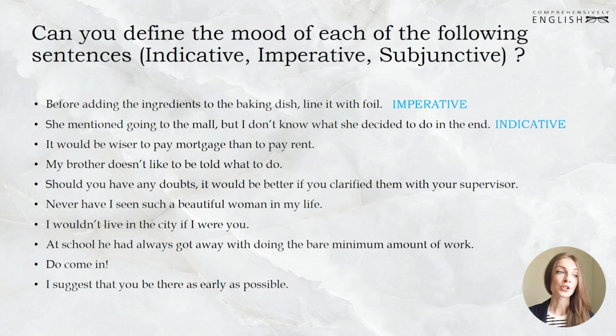It would be wiser to pay mortgage than to pay rent. This sentence is in the subjunctive mood. It would be wiser to do it, but that's not what we do in reality. It's just a supposition. My brother doesn't like to be told what to do.